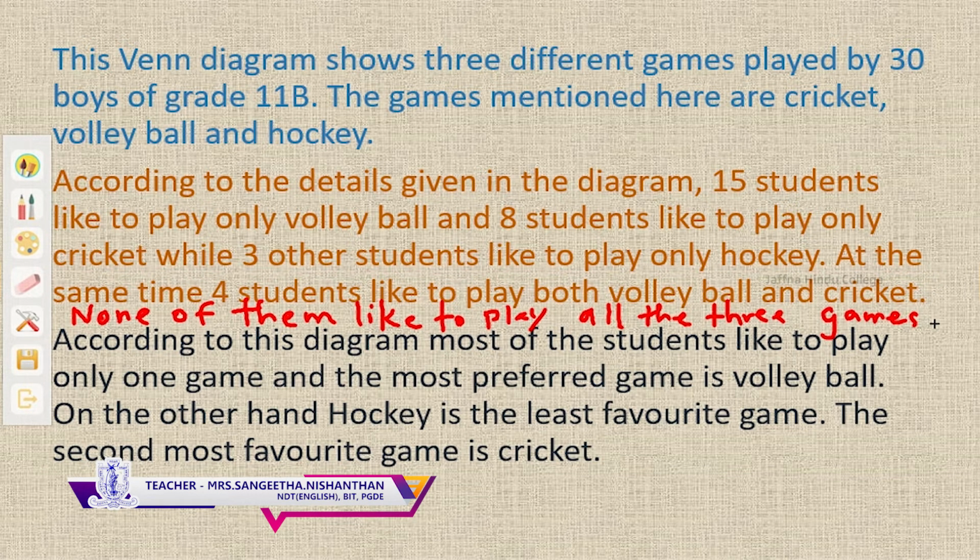Right. According to this diagram, most of the students like to play only one game, and the most preferred game is volleyball. Most of the students like to play only one game, whether volleyball or cricket or hockey. Only 4 students like to play both games. On the other hand, hockey is the least favorite game. The second most favorite game is cricket. This is what we can get from the Venn diagram.